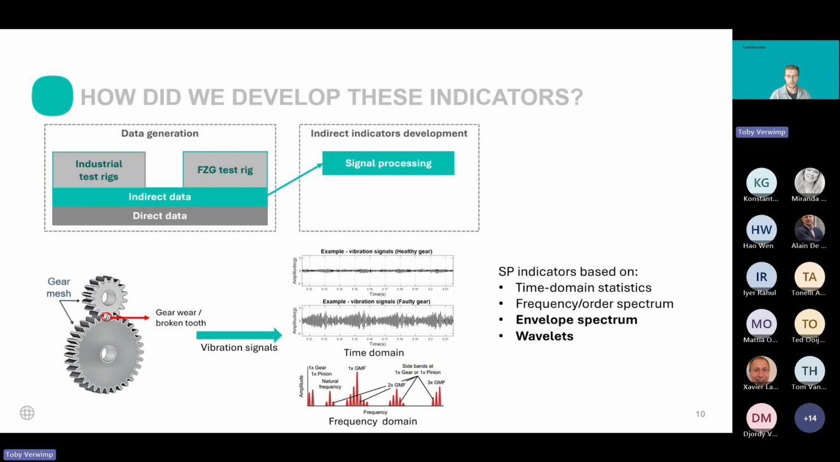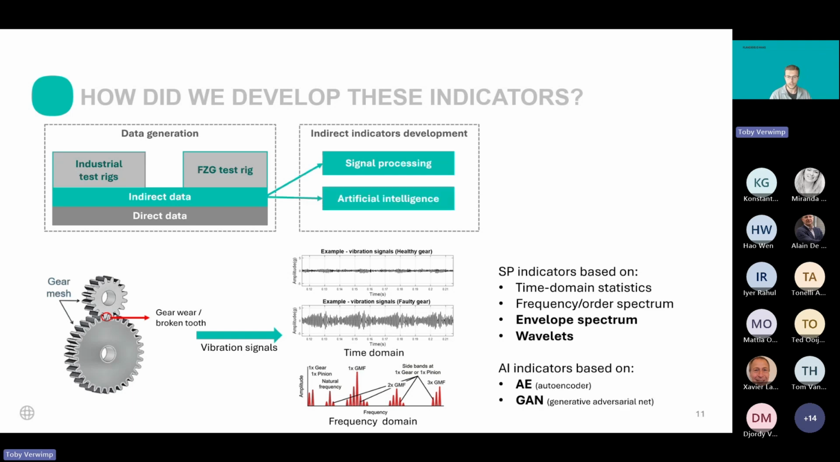Typically, health indicators based on the time domain statistics or on the frequency or order spectrum are used in industry, but we developed signal processing-based indicators, which are a bit more advanced and rely on the envelope spectrum and wavelet analysis. Besides these, we also developed artificial intelligence-based indicators based on two different architectures. One is based on an autoencoder, another is GAN-based.